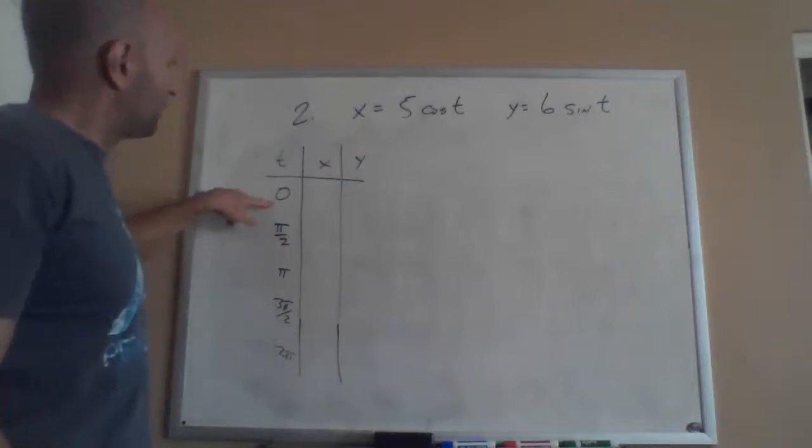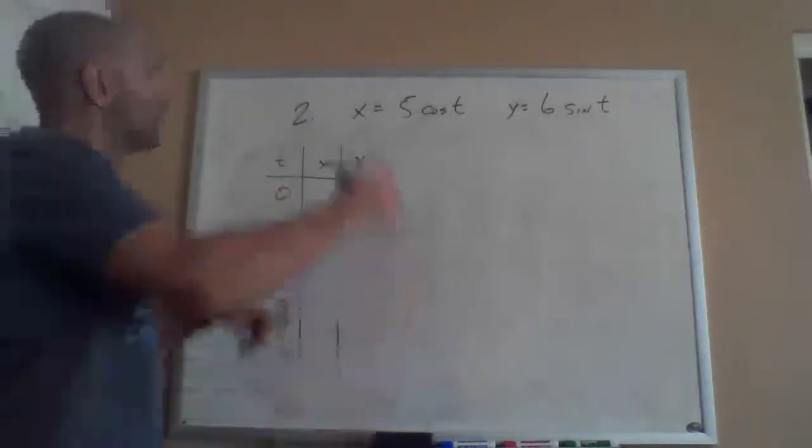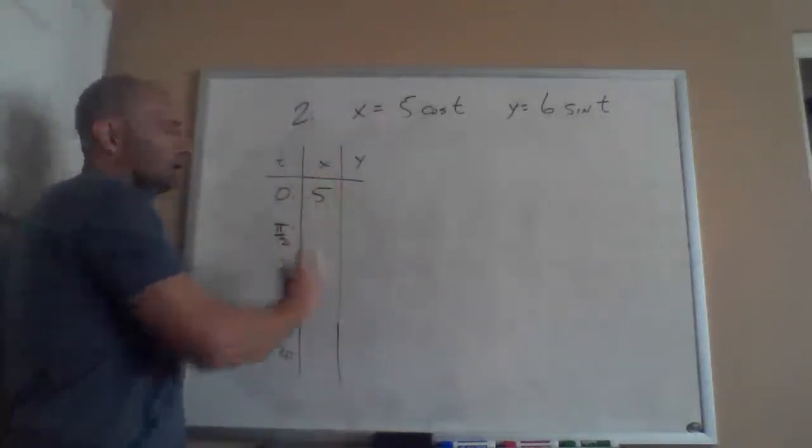So if I do that, if I plug t in to figure out x, cosine of 0 is 1. 5 times 1 is 5.